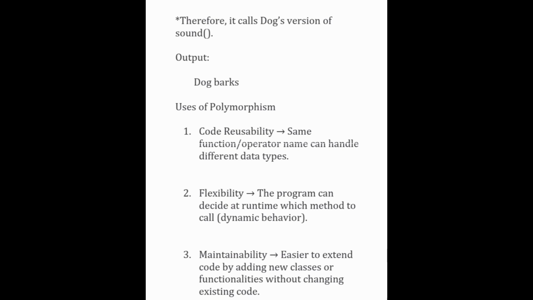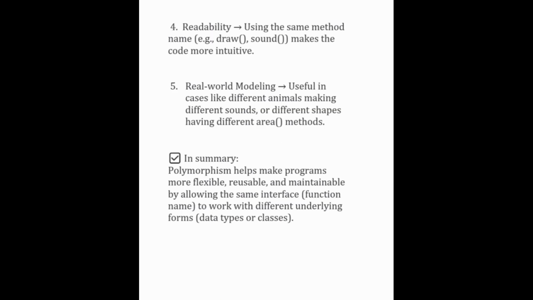Uses of polymorphism. Code reusability: the same function or operator name can be used with different data types. Flexibility: the program can decide at runtime which method to call. Maintainability: it is easier to extend code by adding new classes or functionalities without changing existing code.